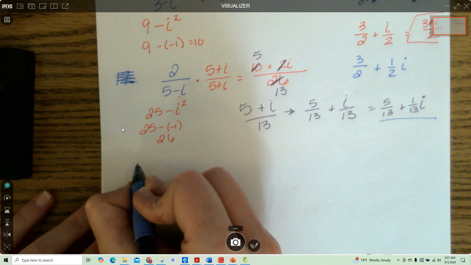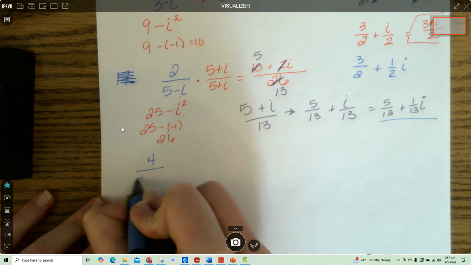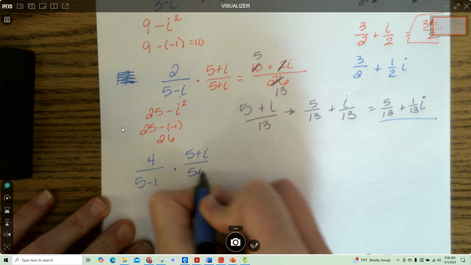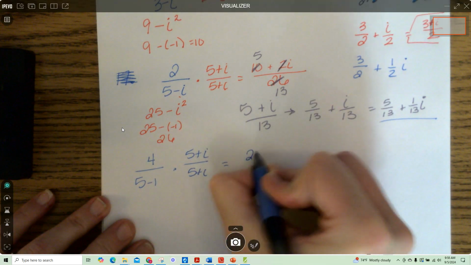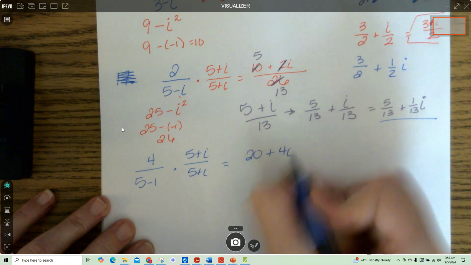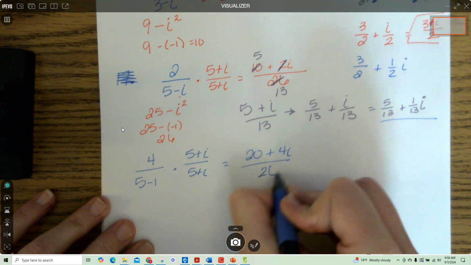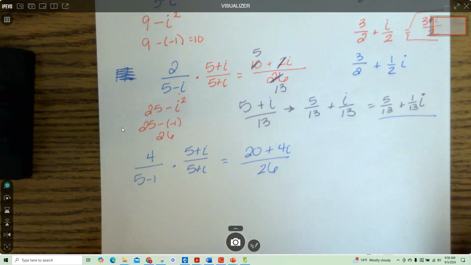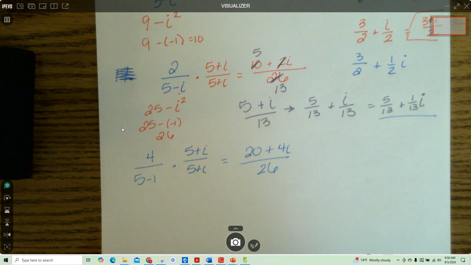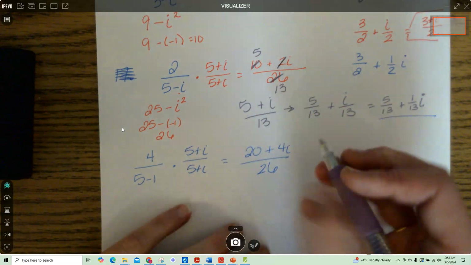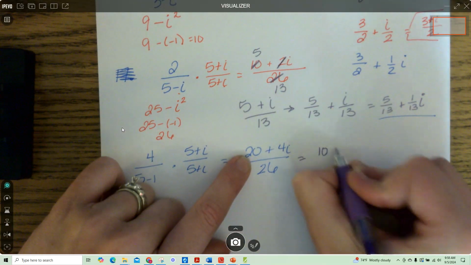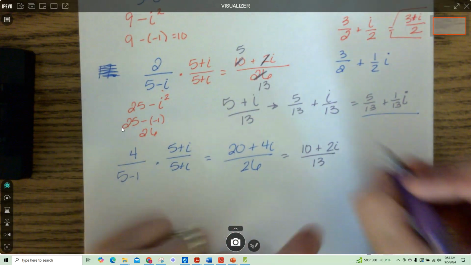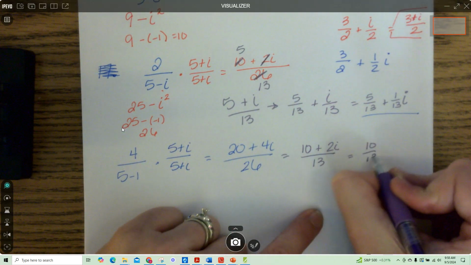So I have 4 over 5 minus i. Okay, to save some time, we can just double the top of hers. I'm going to go really quick through it because we know this is going to be 26. Let's simplify by 2, a 2 is all we can simplify by. So that would be a 10, 2i, and then this would be a 13. When I pull it apart, I would have 10 over 13.